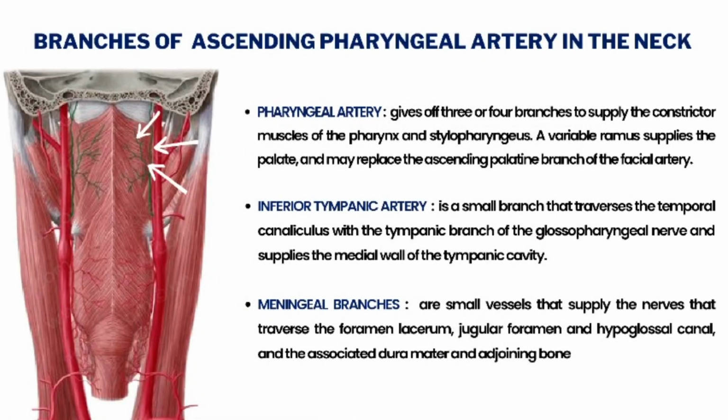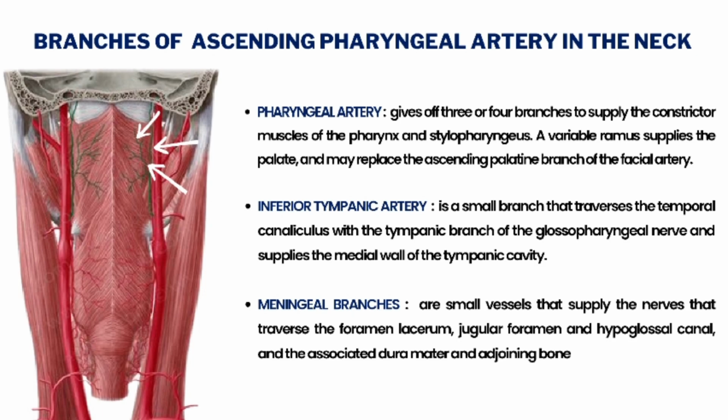The pharyngeal artery gives off 3 or 4 branches to supply the constrictor muscles of the pharynx and stylopharyngeus. A variable ramus supplies the palate and may replace the ascending palatine branch of the facial artery. The inferior tympanic artery is a small branch that traverses the temporal canaliculus with the tympanic branch of the glossopharyngeal nerve and supplies the medial wall of the tympanic cavity.